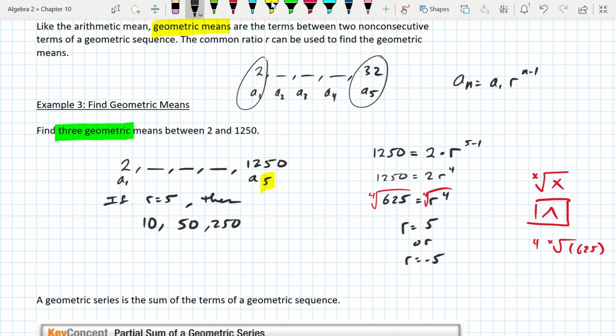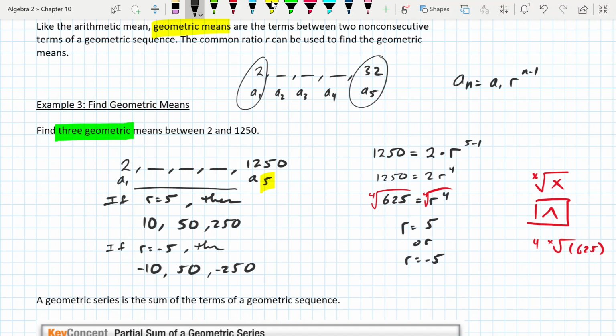Now, if r equals negative 5, let's see what happens. 2 times negative 5 is negative 10. Times negative 5 is positive 50. Times negative 5 is negative 250. And this is the last one here to double check. Times negative 5 again, and it gets me back up to positive 1,250.